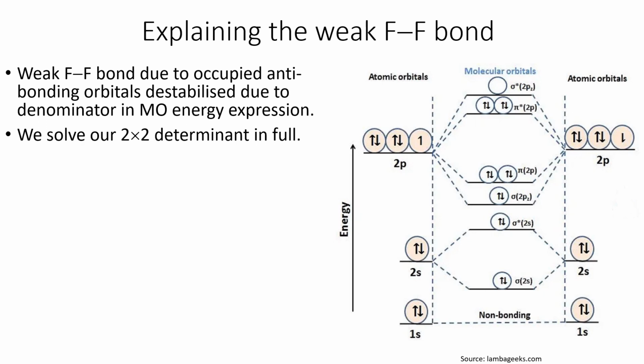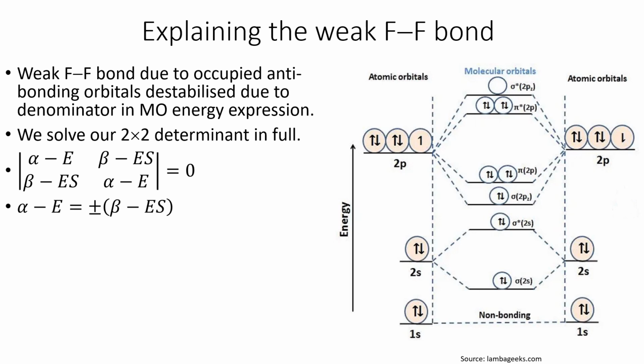You know the atomic radius of atoms shrinks as you go from left to right across the period. So we've got a very short bond, and so we can have quite a significant overlap between the orbitals. And so, again, we're not going to approximate S to 0. So when we look to solve our determinant here, essentially that's going to be alpha minus E all squared, equal to beta minus ES all squared.